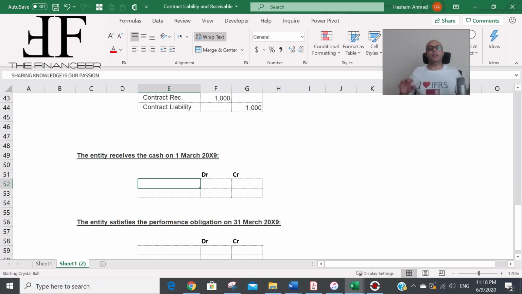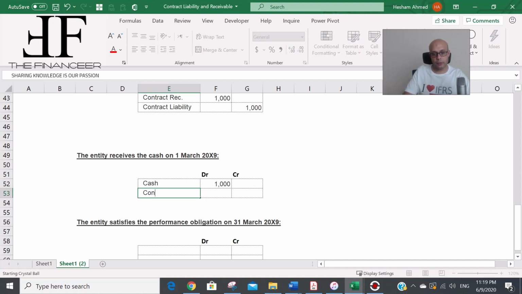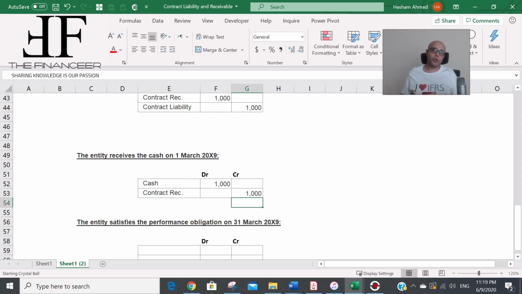Okay, now let's go to the 1st of March. The customer is going to pay me the value of the contract on the 1st of March and already paid it. So I'm going to receive cash, and the cash will be debit with the same value, 1,000. Now let's come to the credit. Now you recognized in the first entry contract receivables and the customer paid you now. So you need to close this contract receivable. So it will be credit. So I'm going to say contract receivable, 1,000. I received the cash, so I'm going to close the receivables.